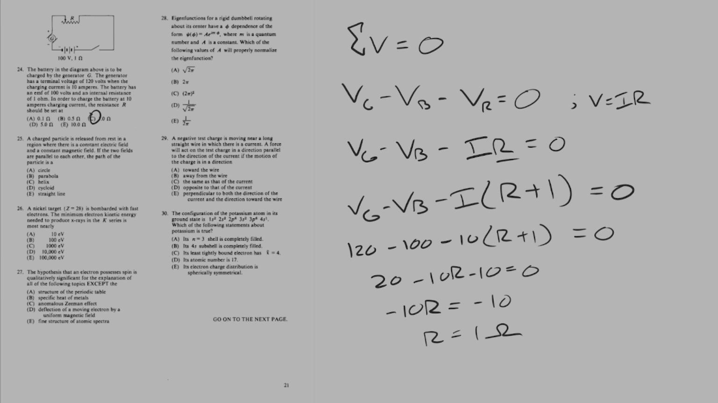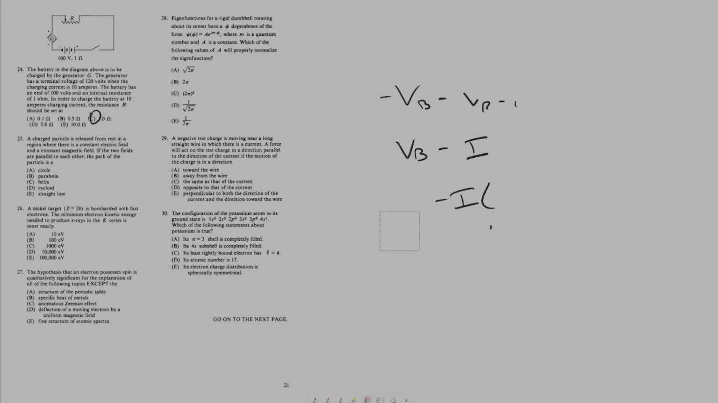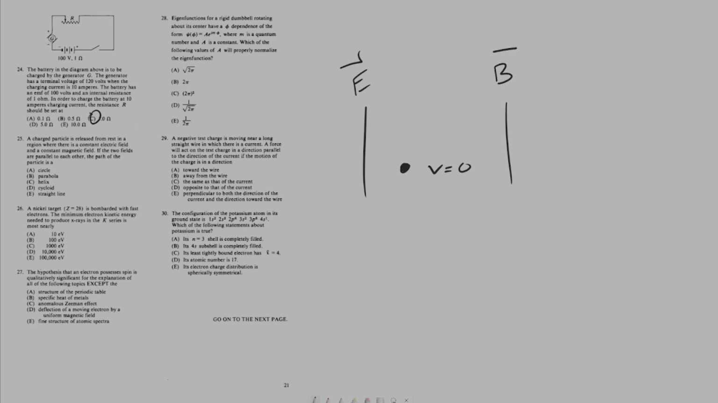All right, next question. Let's erase this. A charged particle is released from rest in a region where there is a constant electric field and a constant magnetic field. If the two fields are parallel to each other, the path of the particle is. So if I have a particle, V equals 0, and it's released, and I have an E field and a B field, what does the particle do?